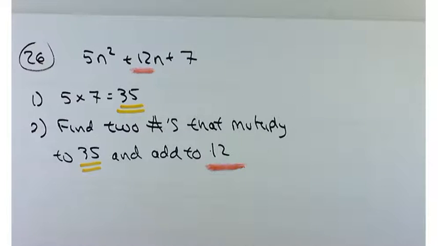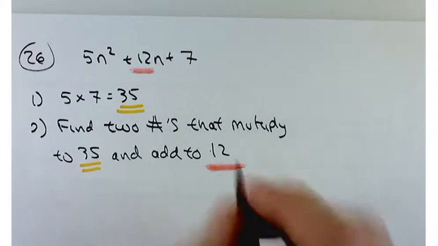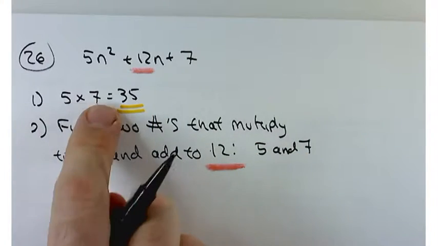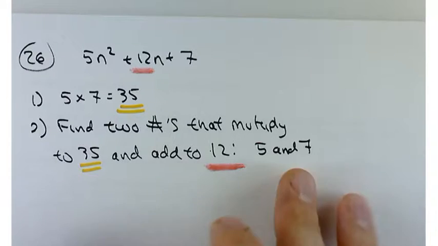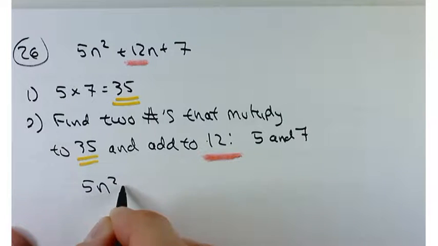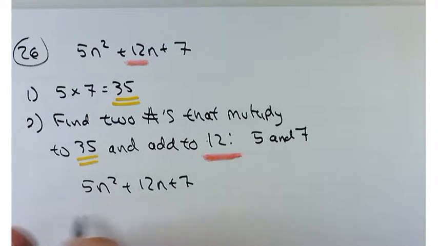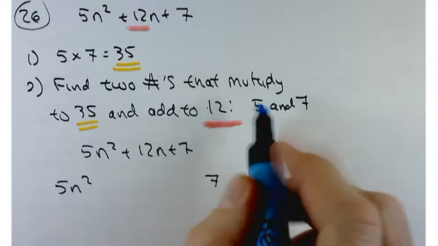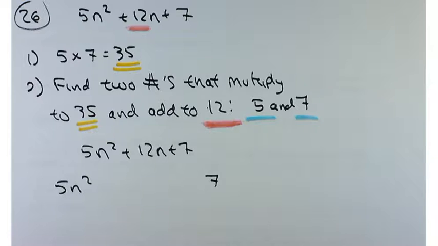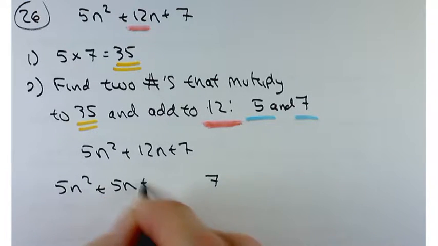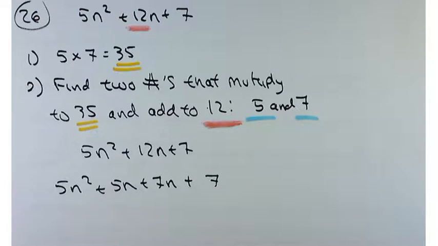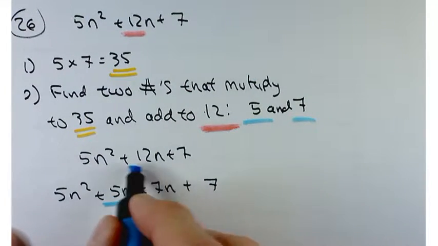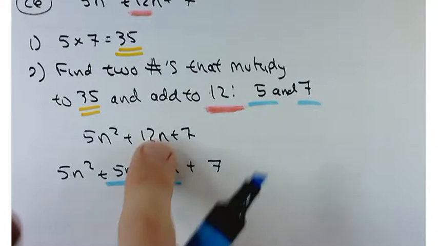Now, Sam's got it. Does anyone else have it? What are those two numbers? 5 and 7. Now this is kind of a strange coincidence, that these two numbers are the same as these two numbers. That usually doesn't happen. But that's okay. It happens in this case, that's fine. So I've got 5n squared plus 12n plus 7. I'm going to split that up. Yeah, no, you're right. 5n plus 7n. So those two terms add up to 12 and they multiply to 35. So there you go. 5n plus 7n gives you 12n.